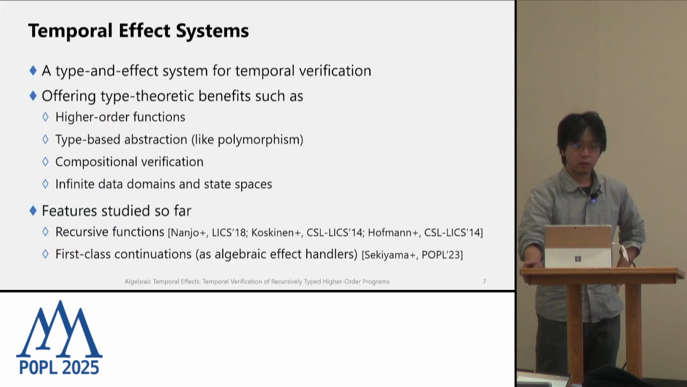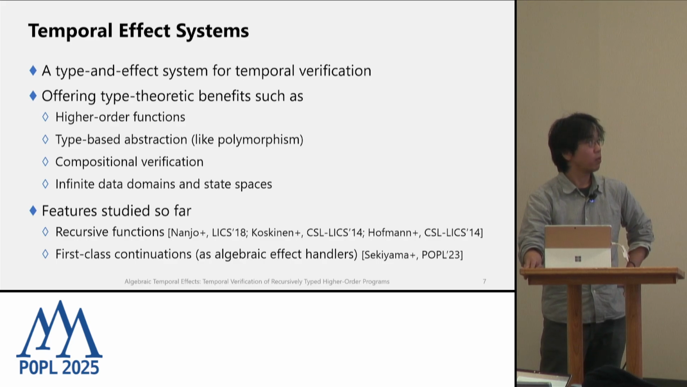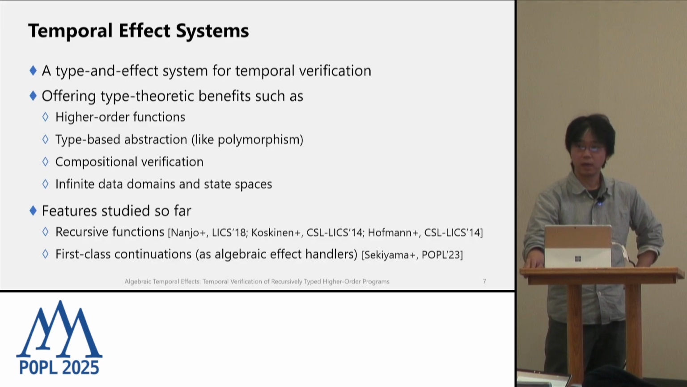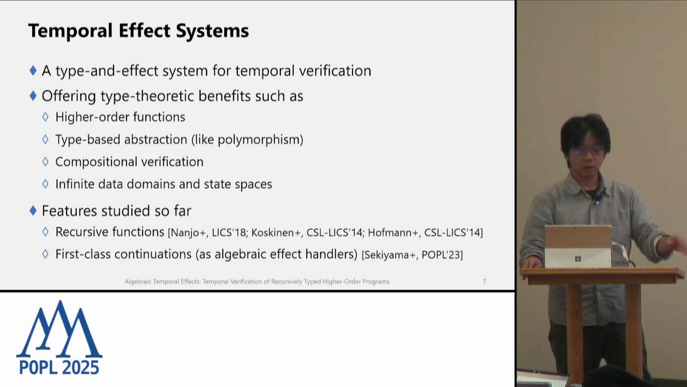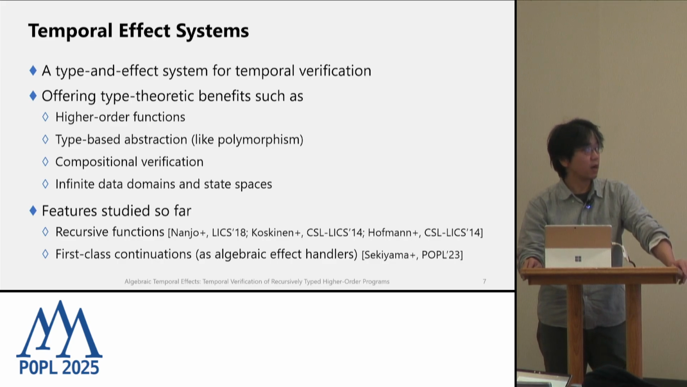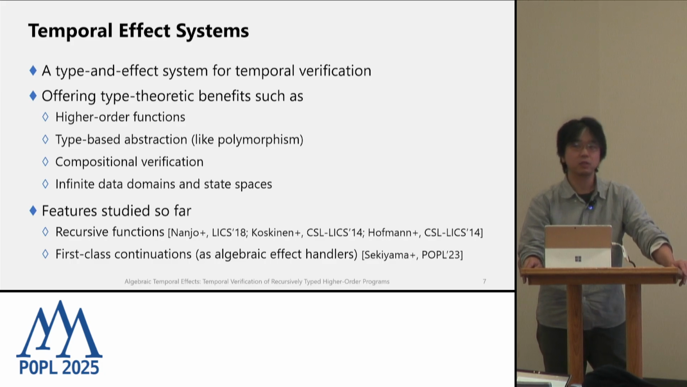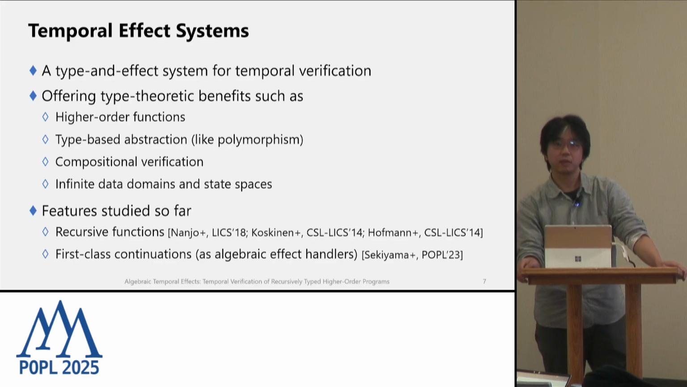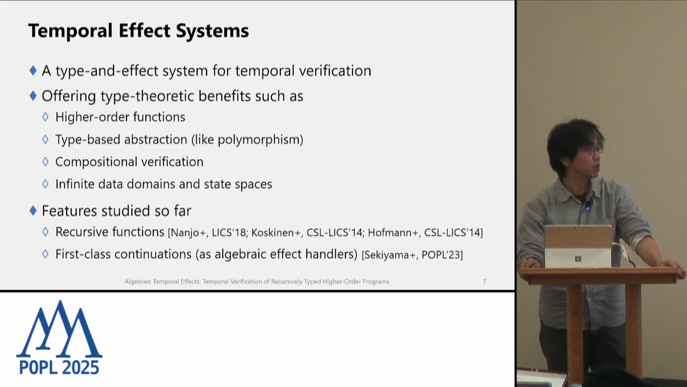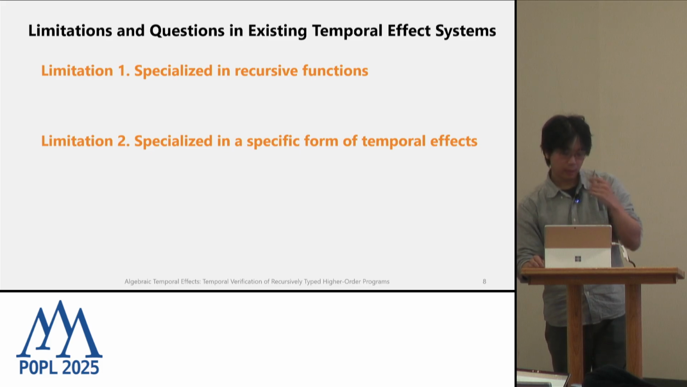Right. So in our work, we are focused on temporal effect systems, which are type and effect systems for linear time temporal verifications. The temporal effect systems have some benefits inherited from type systems, like support for higher order functions, type-based abstractions, compositional verifications, and so on. The temporal effect systems have been studied so far for some programming features, like recursive functions and first-class continuations.